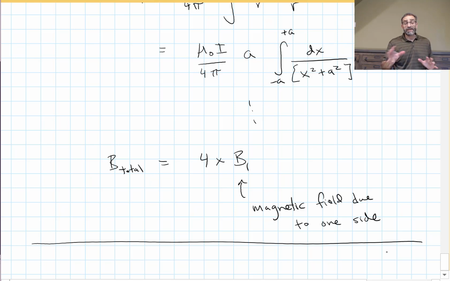We did two different examples. We did an example with a straight wire that went from minus infinity to plus infinity. We did another straight wire that went from minus a to plus a, so just a finite segment. And we can do anything in between. Now we want to look at a curved segment. What happens when we have a curved line segment?